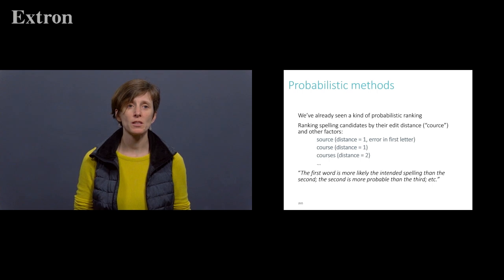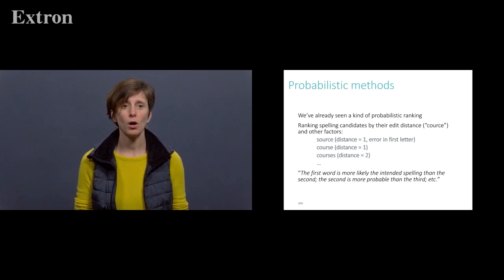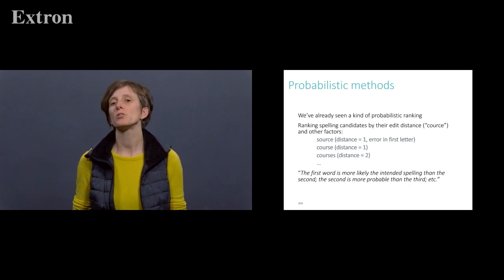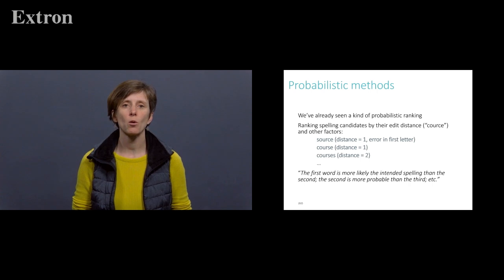So if you see a word that's spelled C-O-U-R-C-E, and you calculate the edit distance from that word, which is not a word, to all the words in the dictionary, and then you choose the ones that are 1 edit distance away, you're saying the first group of words are more likely the intended spelling than the second, and the second is more probable than the third, and so on and so forth.